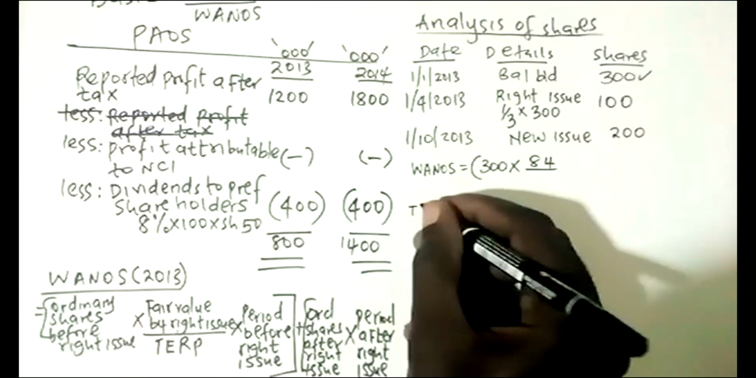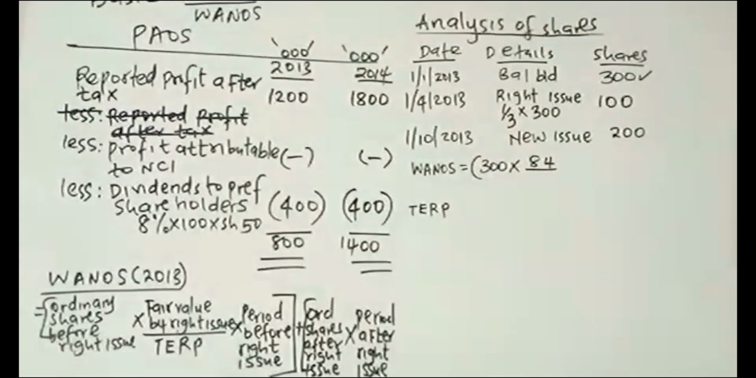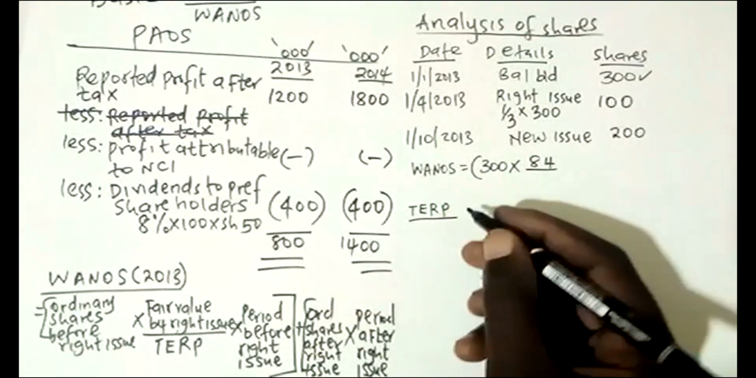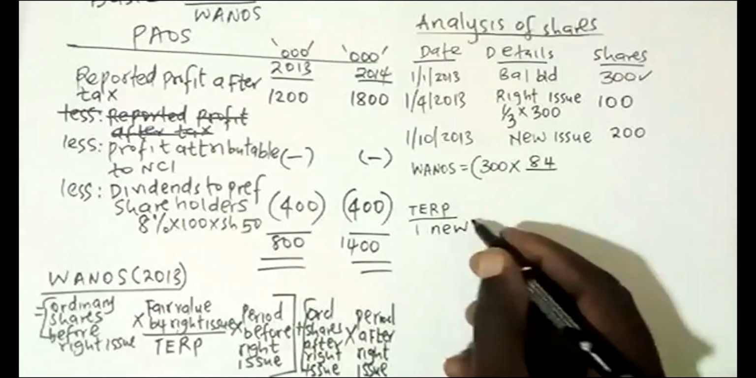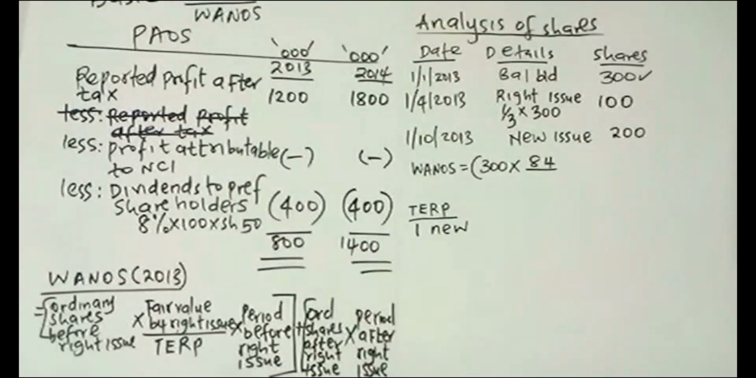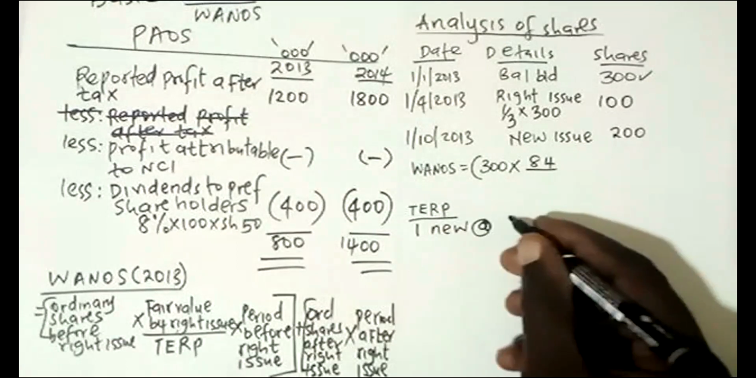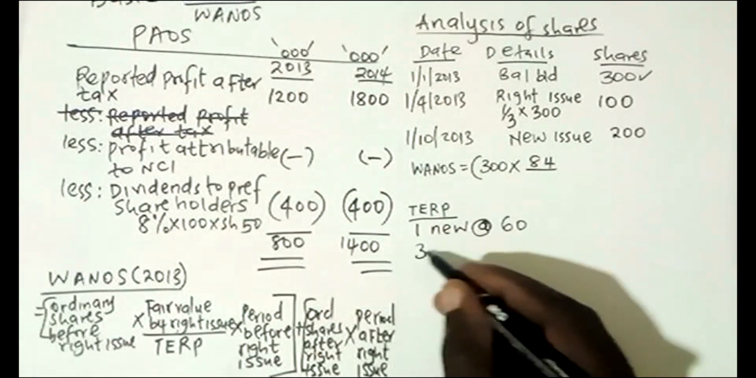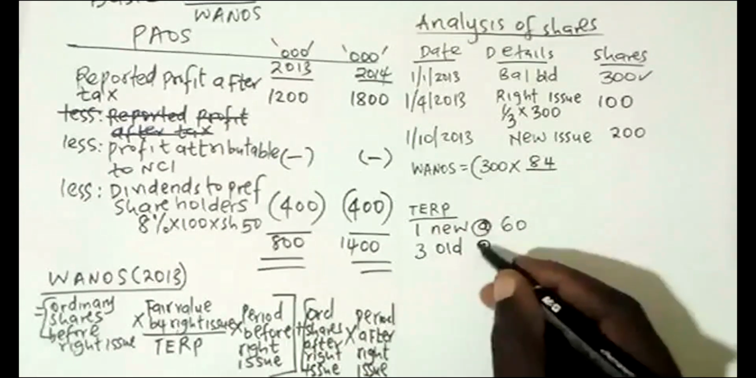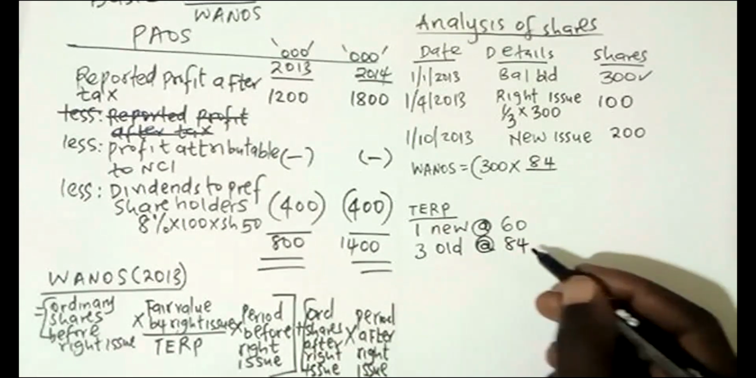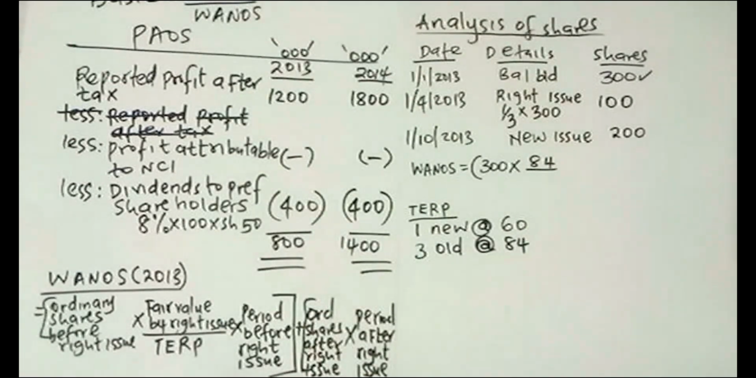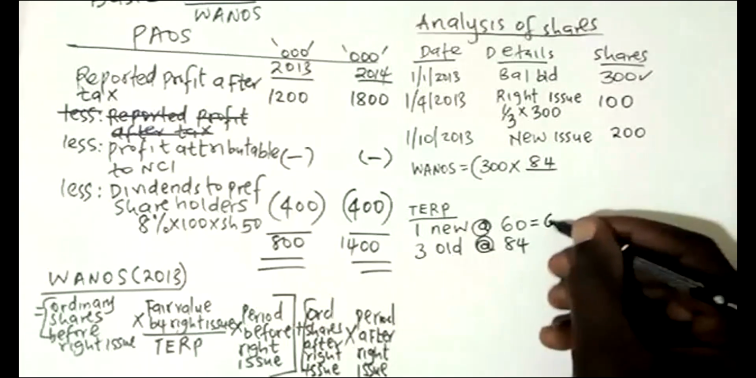Theoretical ex-rights price, you do a working to get that. You use the proportion. Remember that the shareholders are being given 1 new share at a lower price, which is 60. But the 3 old shares which were existing were going at a market price of 84. Remember, it was 1 for every 3 which were existing. So 1 new at 60, that is the price at which they are issuing the right issue, and 3 old at the market price. So you multiply.